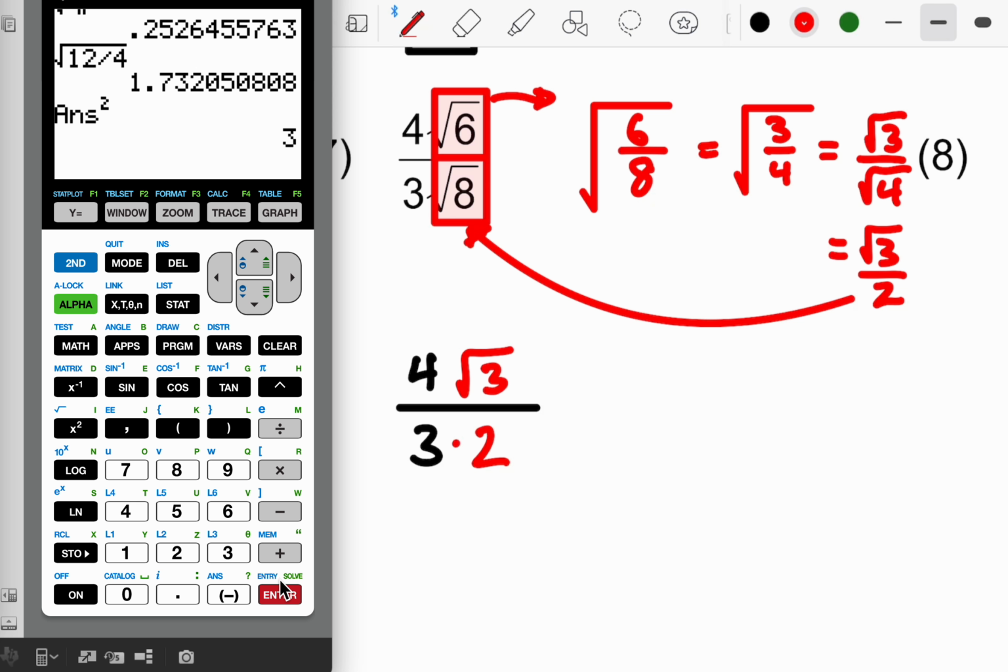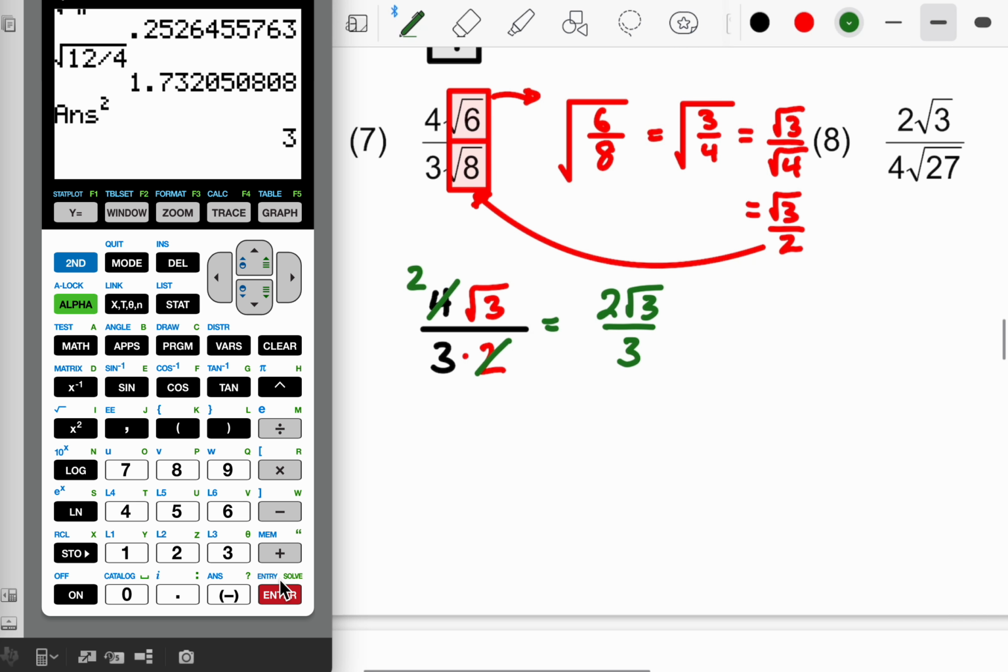We could also simplify this even further because the 2 will divide evenly into the 4. 2 goes into 4 twice. So we would have 2 radical 3 over 3. That would be one way to express this answer. All right? So it's clean in the sense that it doesn't have a radical in the bottom.